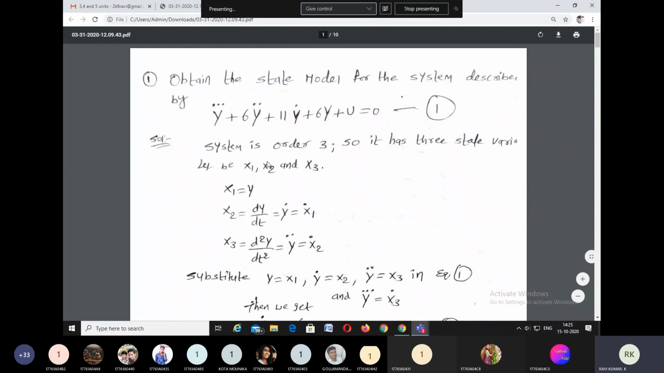The point here is, what is the order of the system? It is the highest derivative, that is 3 here. This 3 is the highest derivative in this total equation. That's why, if the system order is 3, then you have to choose 3 state variables, that is x1, x2, x3. Why only 3? Because the system order is 3 here. What is the order of the system? It is the highest derivative of the given system, that is the third derivative.